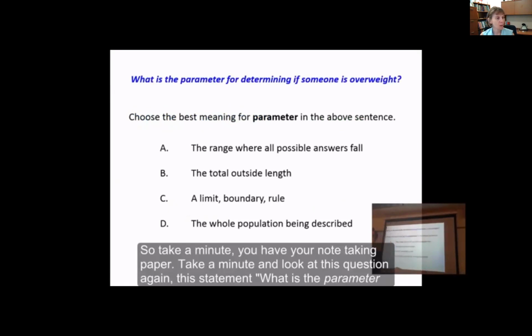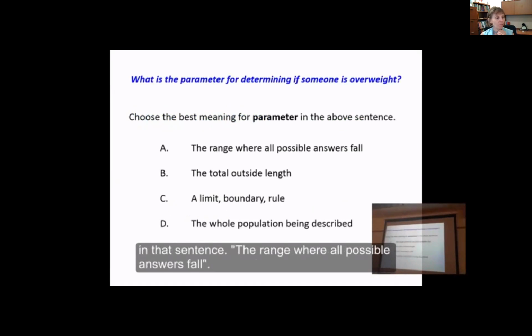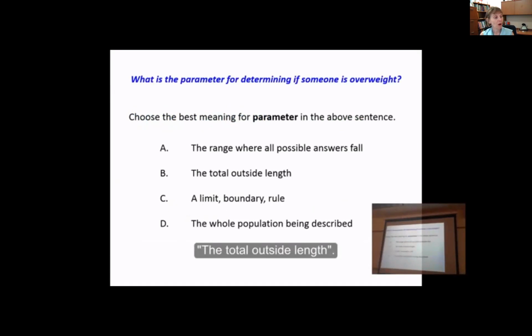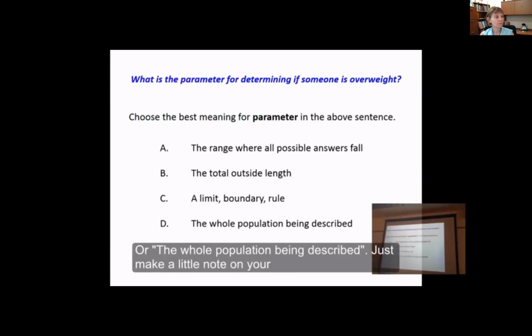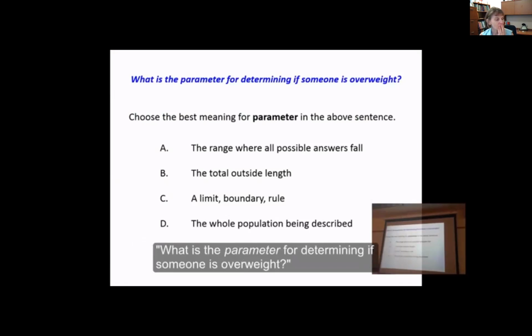So take a minute, you have your note-taking paper, take a minute and look at this statement. What is the parameter for determining if someone is overweight? And tell me what's the best meaning for the word parameter in that sentence. The range where all possible answers fall, the total outside length, a limit, boundary, rule, or the whole population being described. Just make a little note on your note-taking paper. What do you think is the best meaning in that sentence for the word parameter? What is the parameter for determining if someone is overweight?